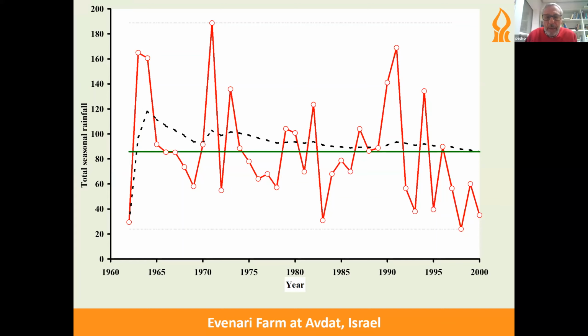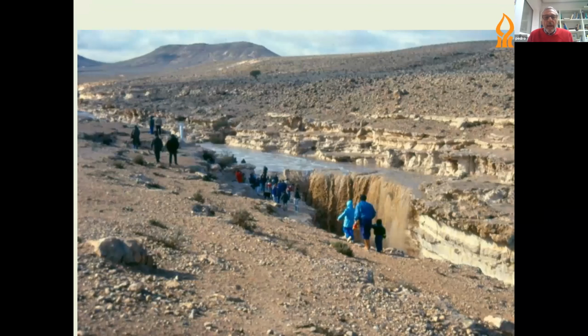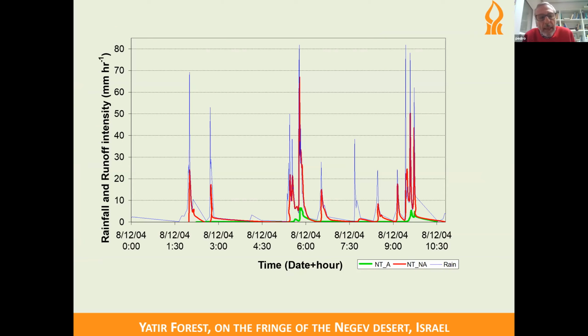What is surprising is that now and then, when you walk around the area in winter, you suddenly face this type of waterfalls, which are the result of runoff. How does this happen with such low rainfalls? Sometimes, as we see in this graph, we have very high intensity bursts. The blue lines here depict the actual rainfall intensity, and the red line indicates the generation of runoff.